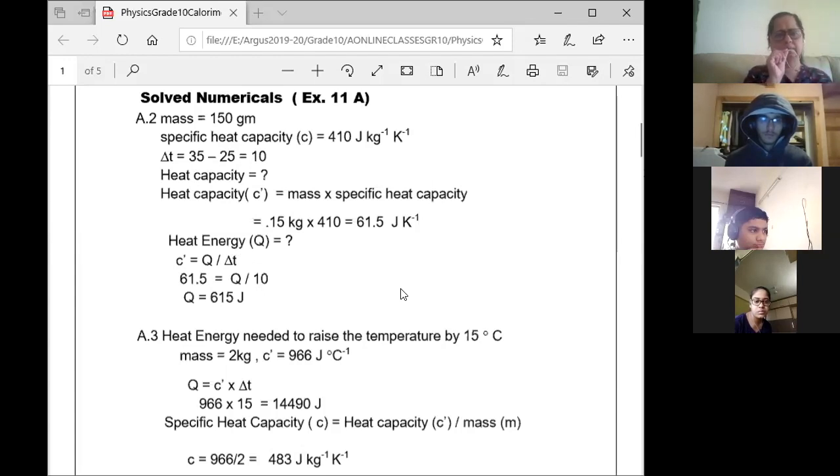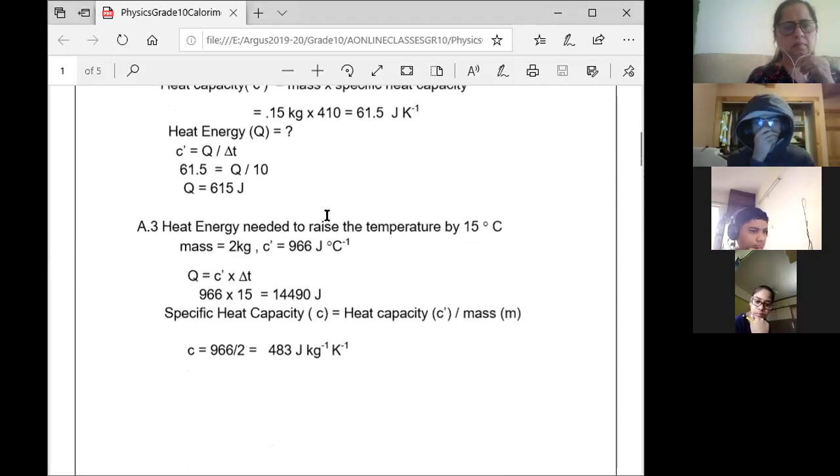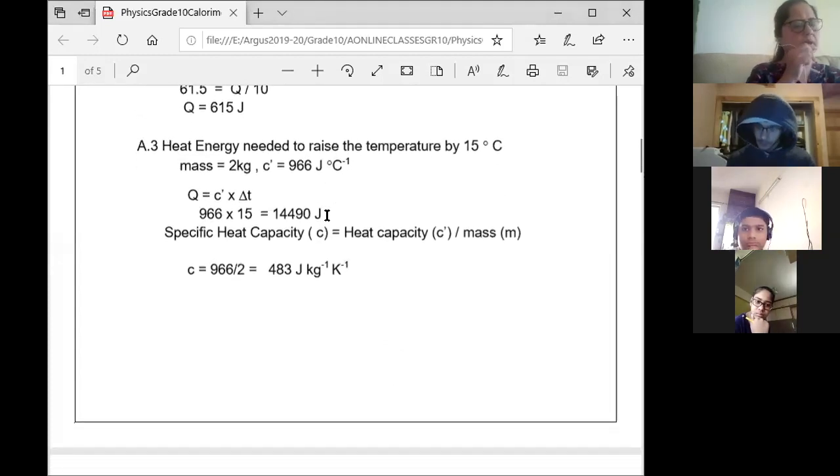Okay. Fine. Now see the third question. Page number 271. There is a piece of iron of mass 2 kg. The mass of the particular substance is 2 kg, it has a heat capacity. The minute you see heat capacity, it becomes C dash. So C dash is 966 joules per Kelvin. Now find the heat energy to warm it by 15 degrees Celsius.